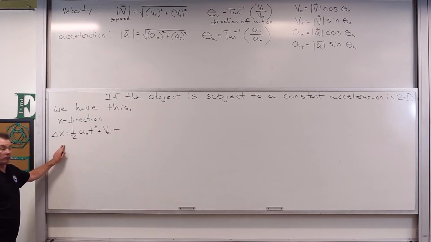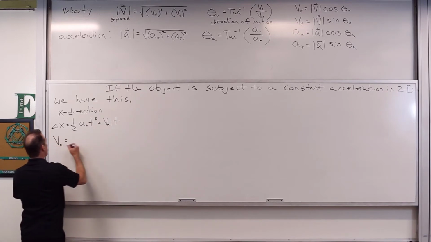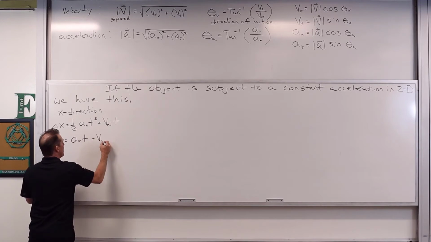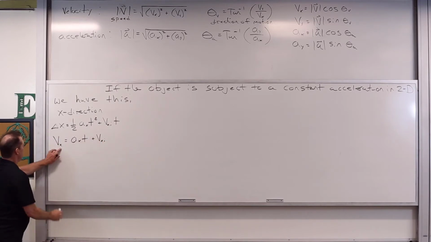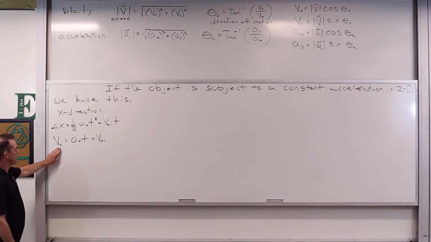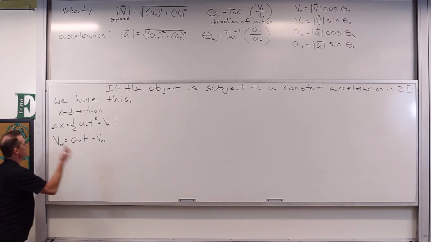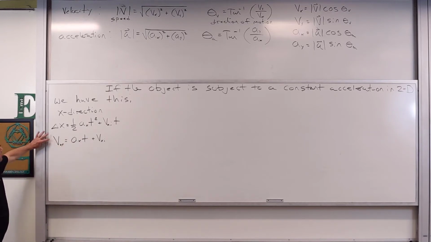There would be our delta x. We would have ourselves v sub x is equal to a sub x t plus v sub x initial. We could put a final here, vx final, but it's understood that this is varying with time. So let's just put vx final. These are the two fundamental time-dependent expressions for constant acceleration in the x direction.